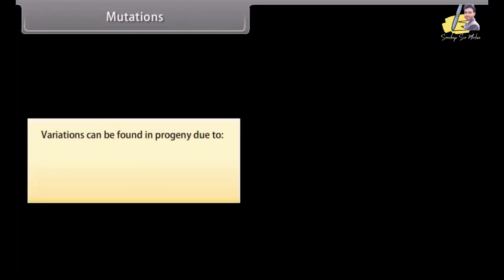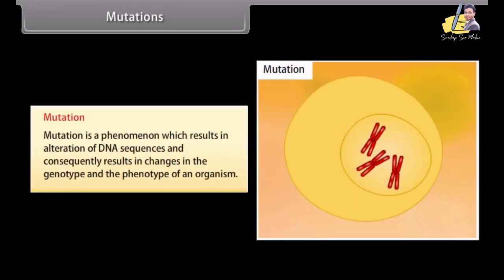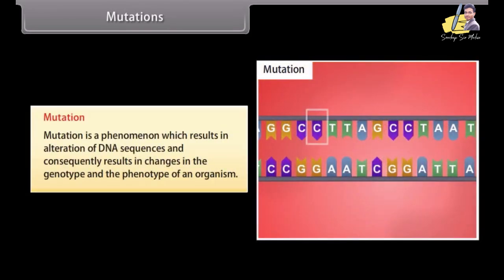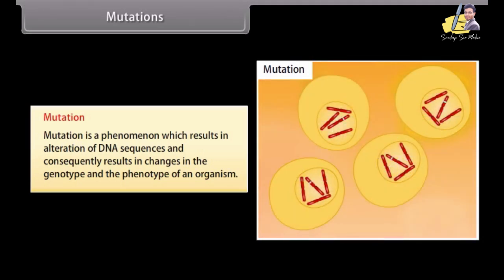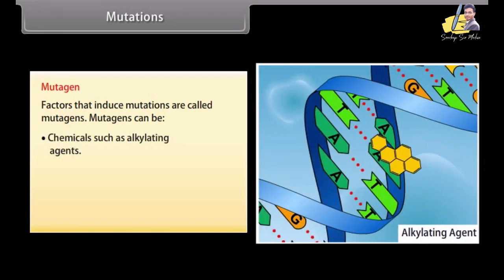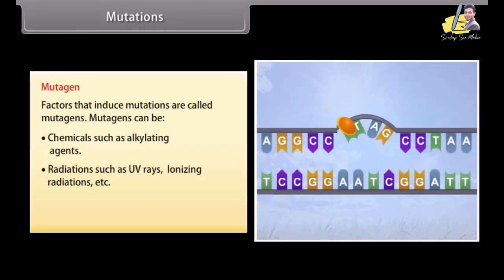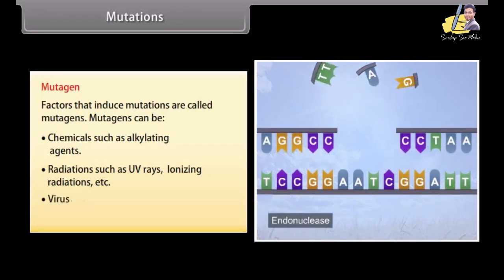Mutations. Variations can be found in progeny due to: number 1, recombinations after crossing over of chromosomes; number 2, mutations. Mutation is a phenomenon which results in alteration of DNA sequences and consequently results in changes in the genotype and the phenotype of an organism. Mutagen: factors that induce mutations are called mutagens. Mutagens can be chemicals such as alkylating agents, radiations such as UV rays, ionizing radiations, etc., viruses, and physical agents.